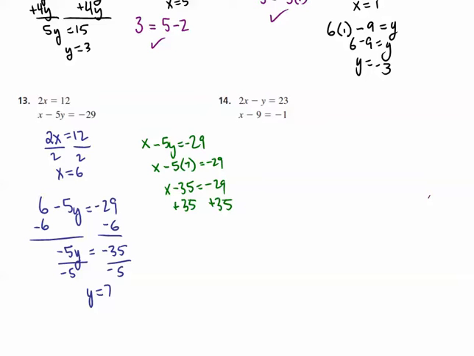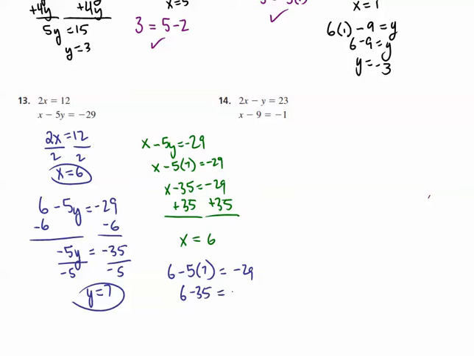Actually, in this case, we've already solved for x and for y. And so what I'm going to get here, obviously, is x is equal to 6. What I should have done is taken my x value, 6, my y value, 7, and plugged it in. 6 minus 5 times 7. Does that equal negative 29? Well, 6 minus 35 is negative 29, and that checks. Either way, the answers checked out correctly.